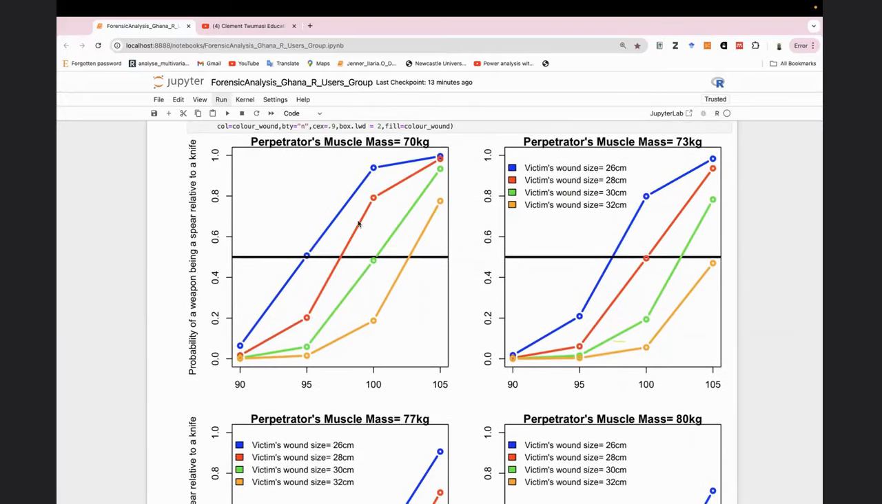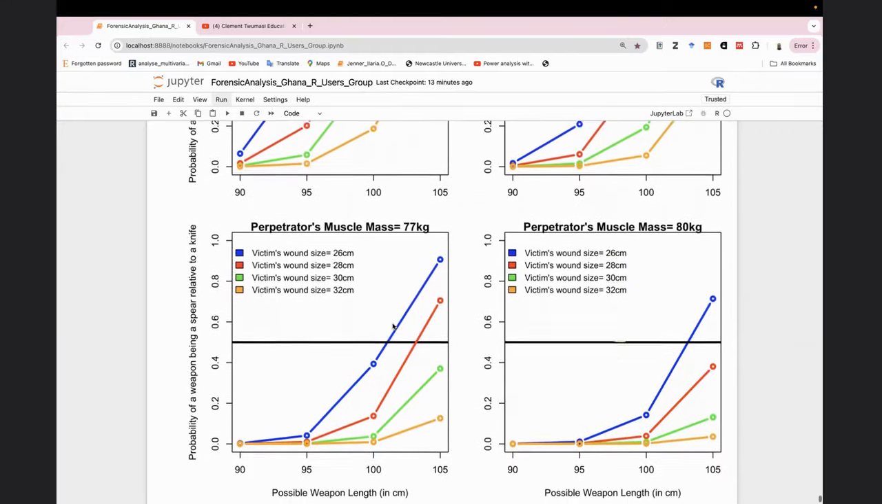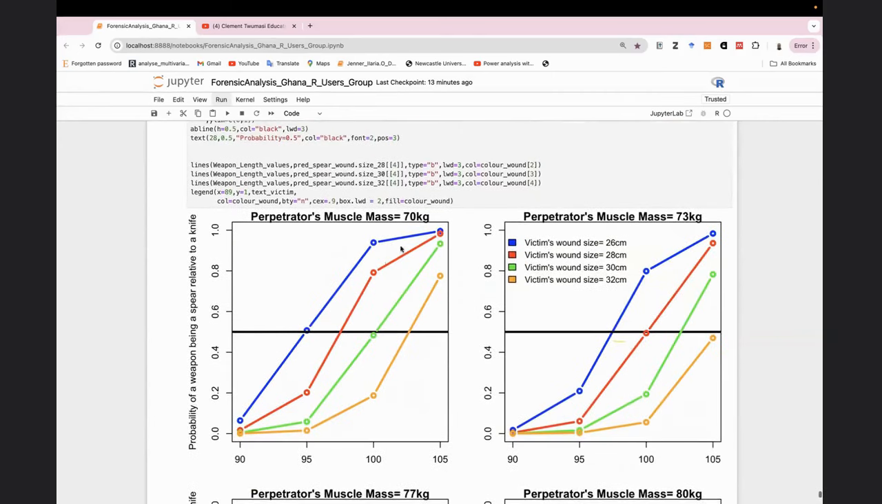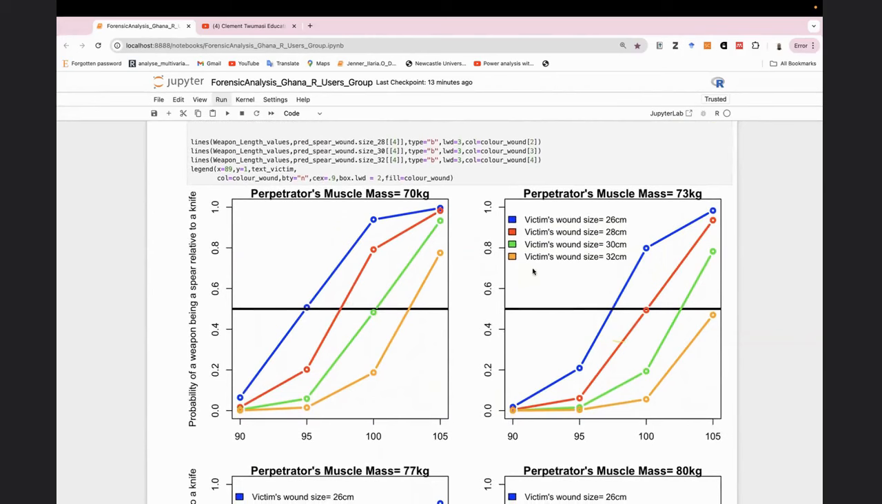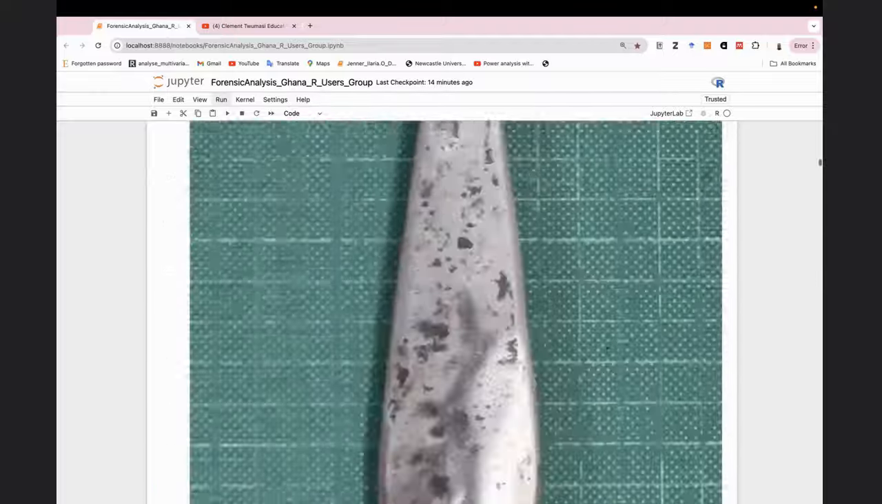Okay, the dynamics change as a function of different values of muscle mass. Irrespective of the muscle mass, you notice that whenever the wound length is lower or smaller, it appears that the probability of it being a spear was high. A possible reason for this, and don't forget these are simulations, so it might not necessarily make a lot of meaningful sense, is the shape of the weapon.